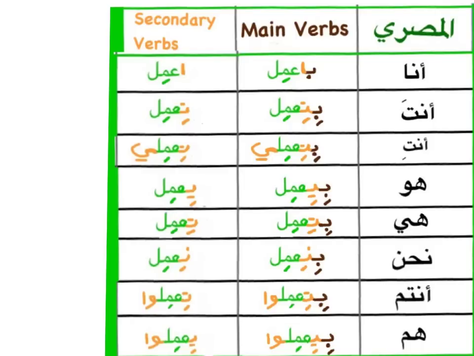أنت بتعمل إيه. But with, for example, أنت عايز تعمل إيه. So the verb we have is تعمل, but we have عايز. So what do you want to do? عايز is not technically a verb, but it's a verb-like word, so it takes away the b of the main verb from تعمل. So أنت عايز تعمل إيه versus أنت بتعمل إيه. So عايز makes تعمل or بتعمل a secondary verb.